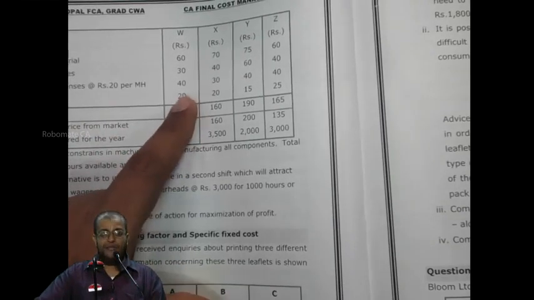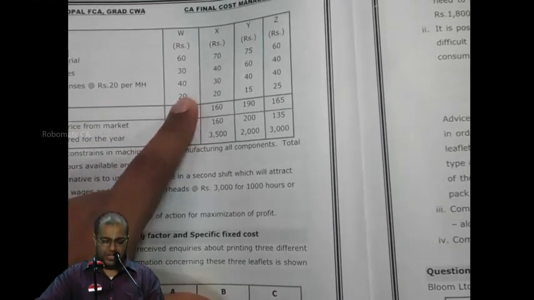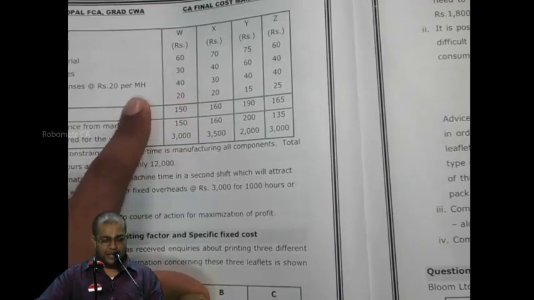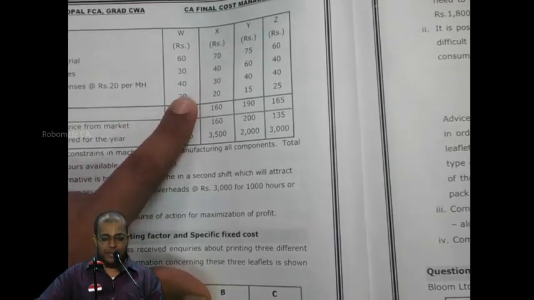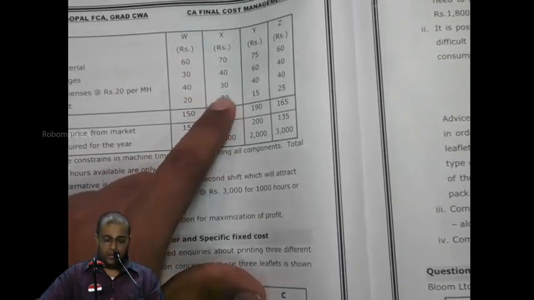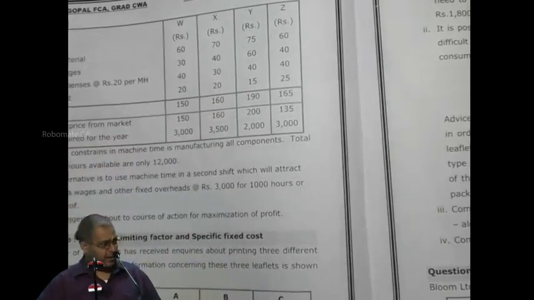For W, how many rupees are given? 40. Can you just tell me how many machine hours W takes? Because 20 rupees per hour is an expense. Tell me how much rupees? Yes, 40 rupees. Now W should be taking how many machine hours? 2 hours. X should be taking 1.5 and so on. You can understand it, right or not? Next.